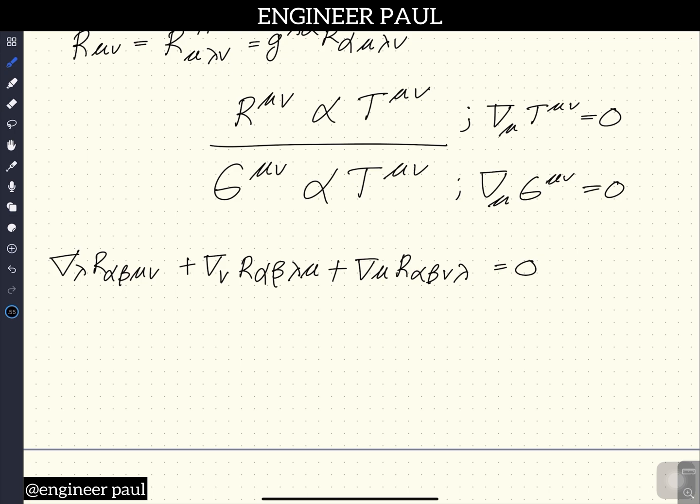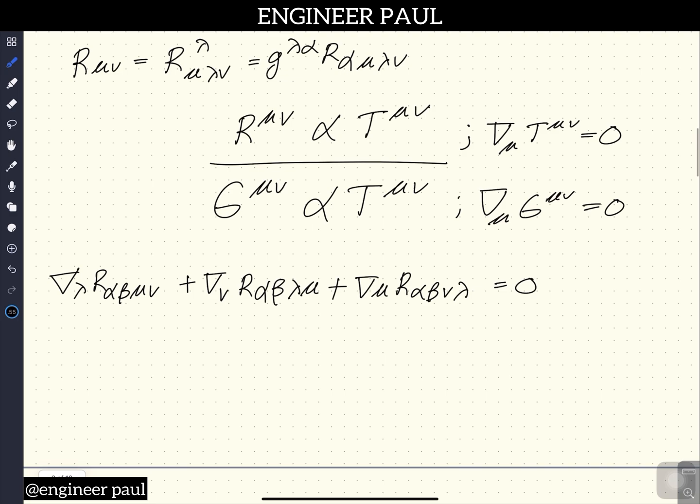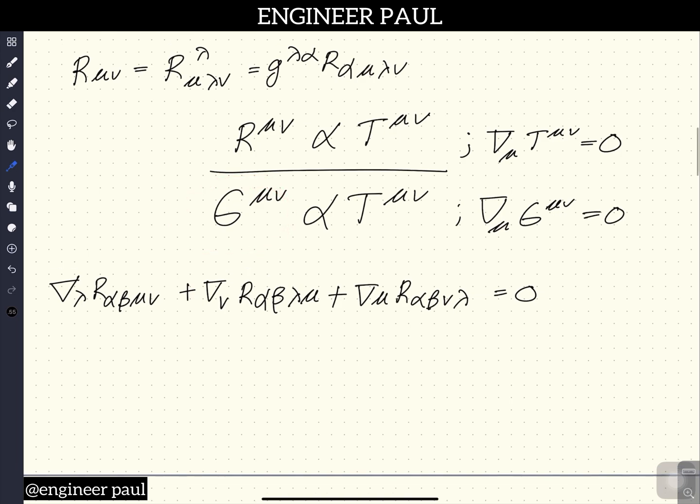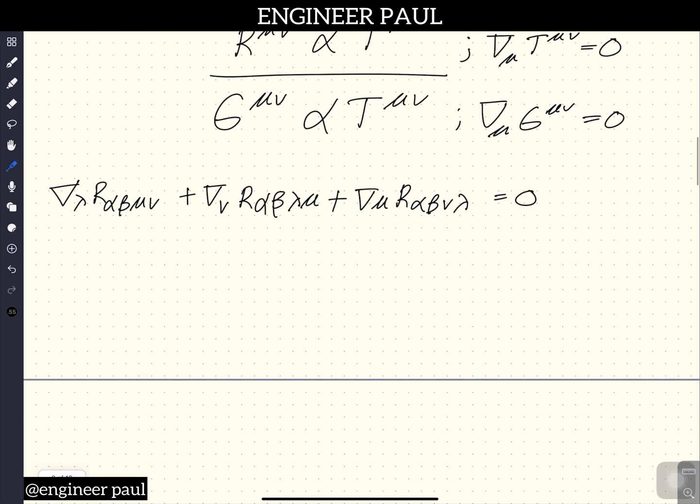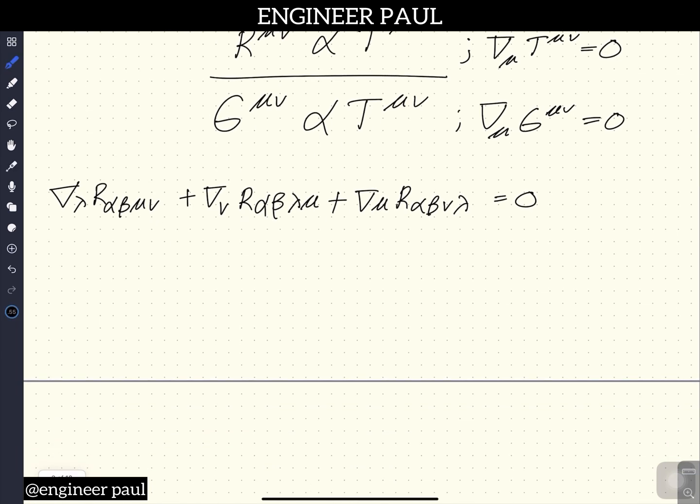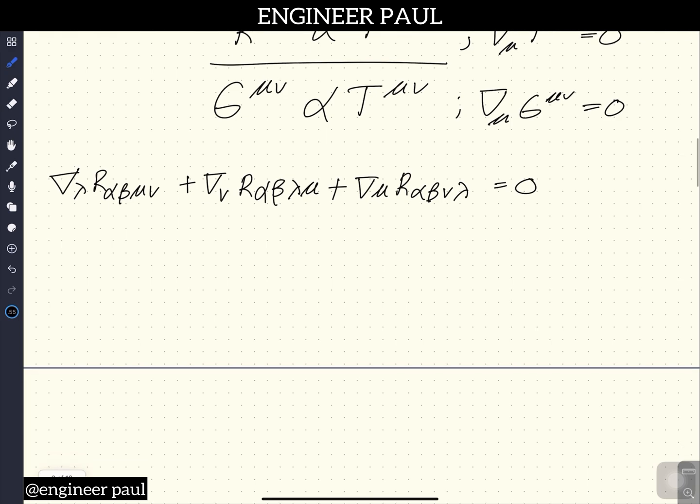Okay, so to derive from here, ibig sabihin, kapag mayroon tayong nakuha ditong type 2 curvature tensor, that describes our Einstein curvature tensor, ibig sabihin, tapos na tayo sa pag-derive ng Einstein's field equation. So, ibig sabihin, let's try to find a type 2 tensor.